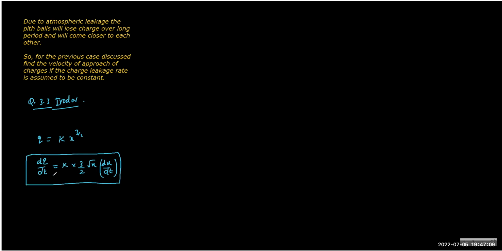If you read it, it is leakage, so it should be negative. So dx by dt is also negative. Given this is negative and this is negative, it means the balls are approaching. Okay, so just read the question and you can solve. So we are done with 3.3.